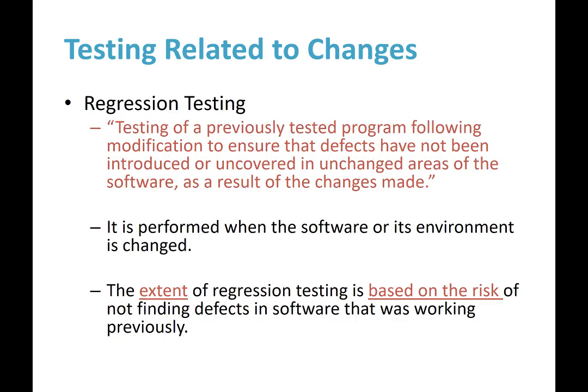So looking at the formal definition, regression testing is testing of a previously tested program following modification to ensure that defects have not been introduced or uncovered in unchanged areas of the software as a result of the changes made. In other words, by making a fix in one functional area of the system, I haven't caused defects in other functional areas of the system. So it's performed when the software or the environment the software is running in is changed.